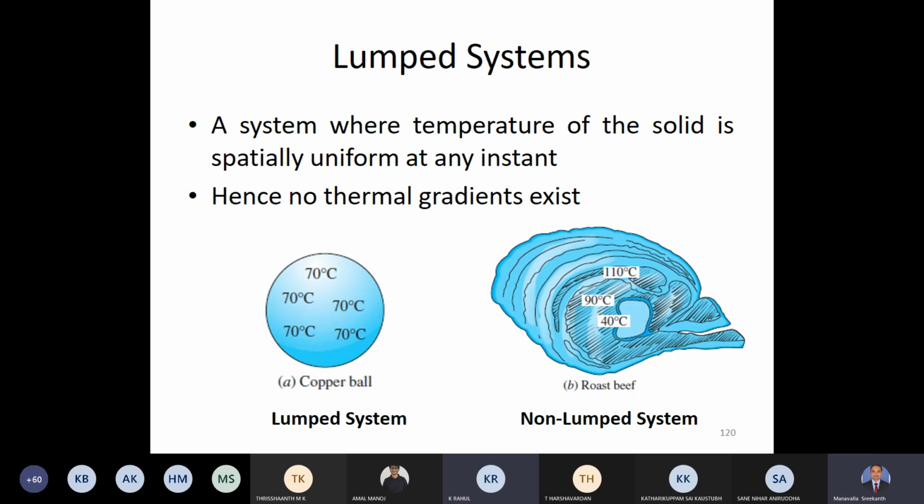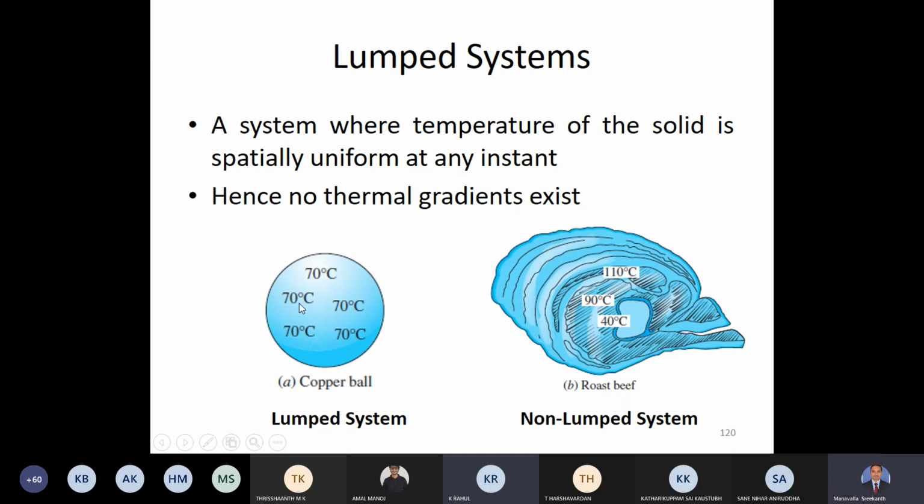Now coming to the simplest of the transient problems, what is called the lump system. So what is this lump system? A system where the temperature of the solid is spatially uniform at any instant. That is called a lump system. Spatially uniform at any instant.